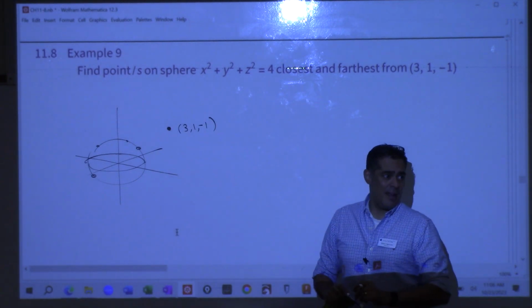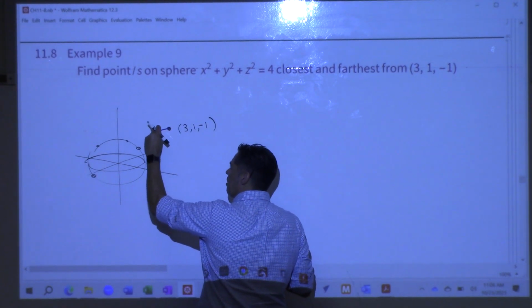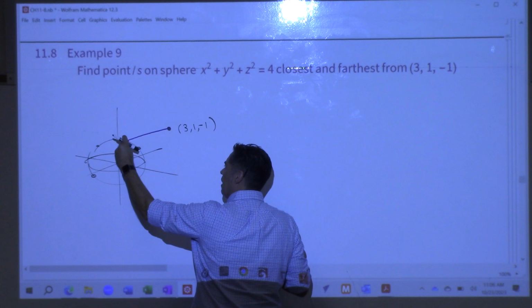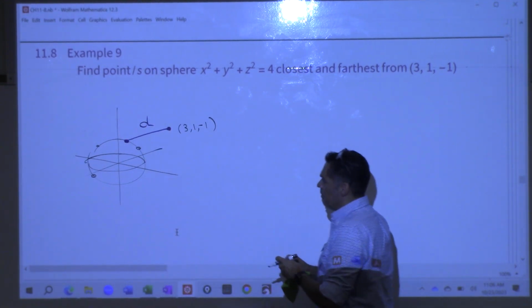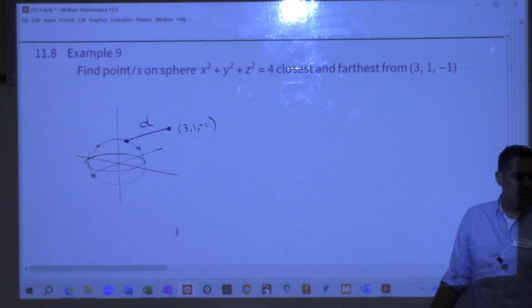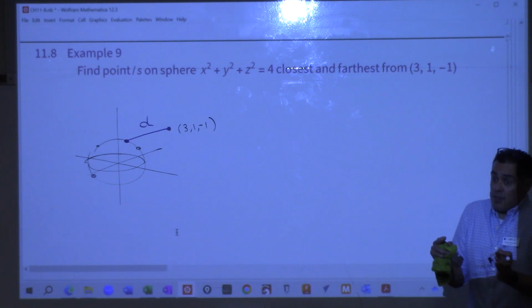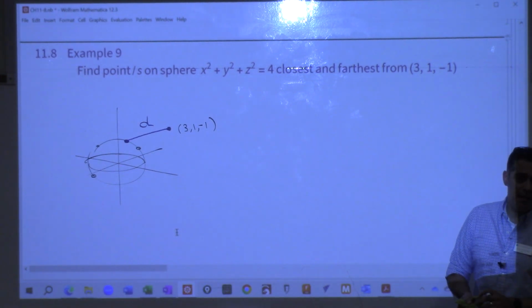Some distance, right? So let's just say from here to some arbitrary point on that sphere, that right there, let's call that D. Now, that's just the distance between two points, and we want to find when that's the smallest and when that's the biggest. So that's the thing we're trying to maximize and minimize.